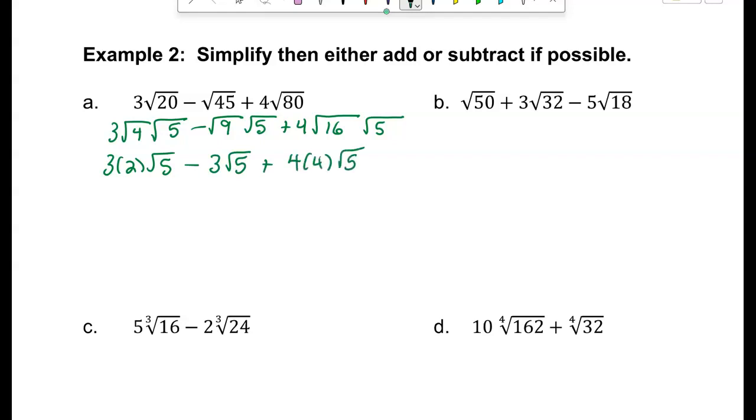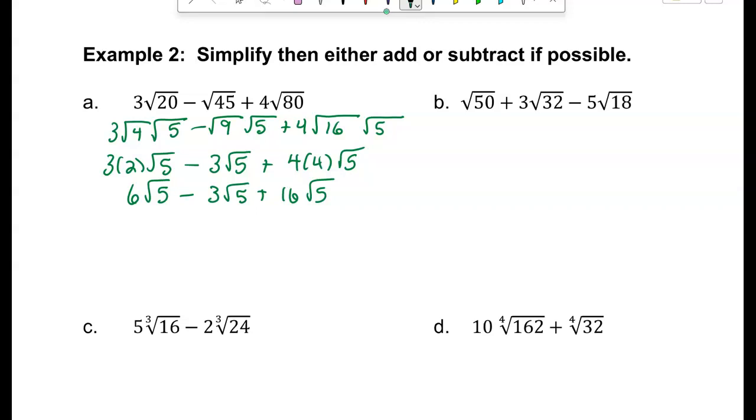All right, now we're almost done. So we get 6 root 5 minus 3 root 5 plus 16 root 5. Oh, wait. Are we now only adding and subtracting? Are they all the same radical? Yeah. Sometimes maybe only 2 of them are the same and you have to leave the third alone. That's okay. So what do we do?